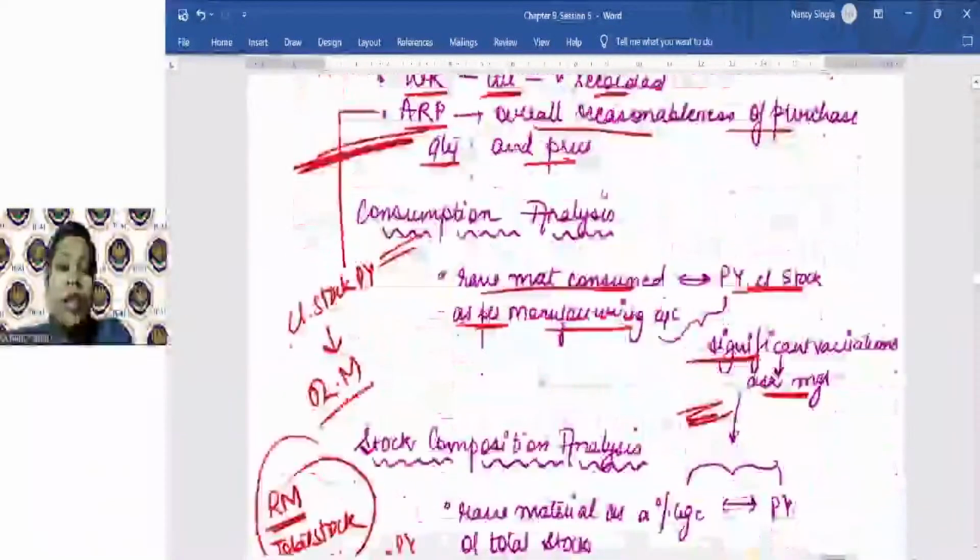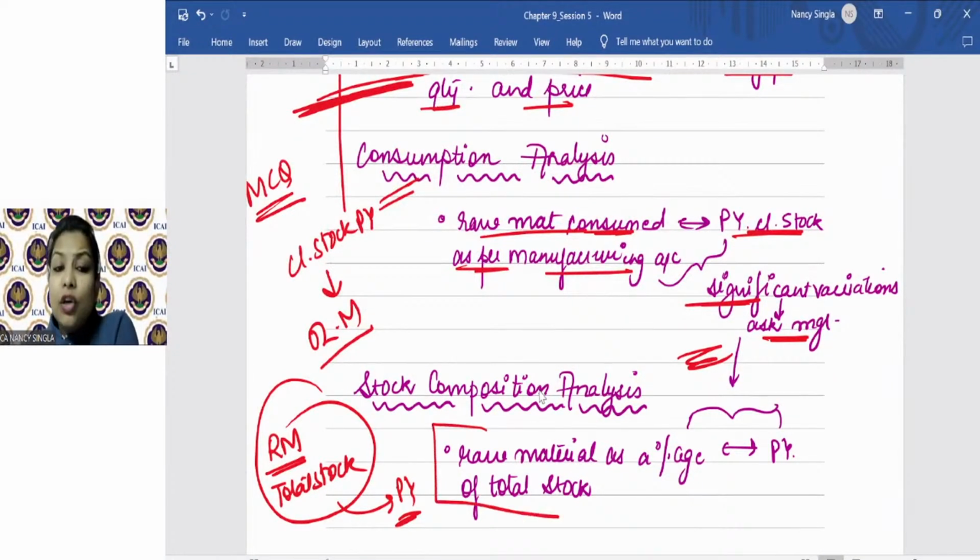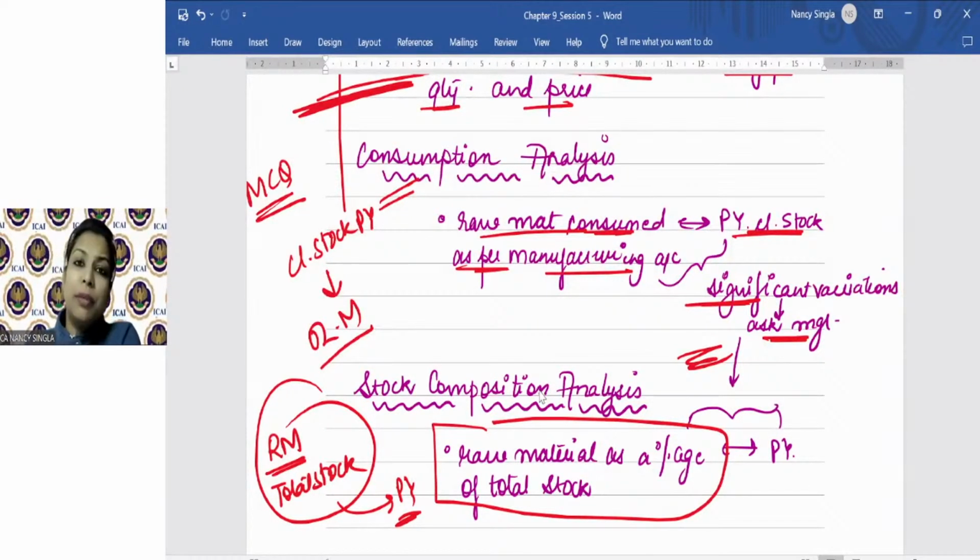You can always get an MCQ whereby you are given that during the course of audit, the audit team is comparing the raw material percentage as a ratio of total stock and comparing it with the previous year. What is the correct term for this procedure? So consumption analysis, stock composition. तो देखो stock composition की कितना raw material is a part of the total stock, है ना? Clear? Is it clear? So this was about your purchases. And Kanhaiya, your doubt is not clear, please send it again.